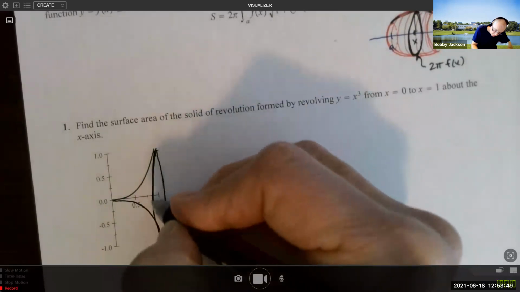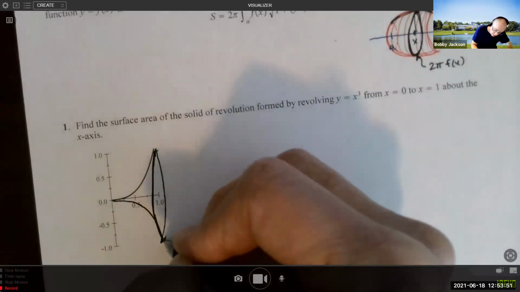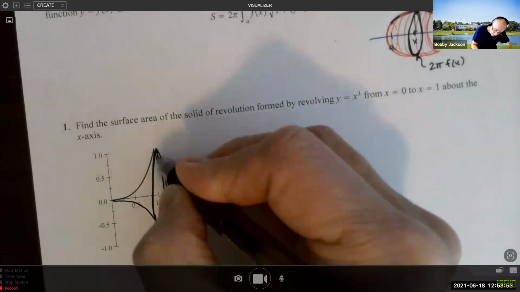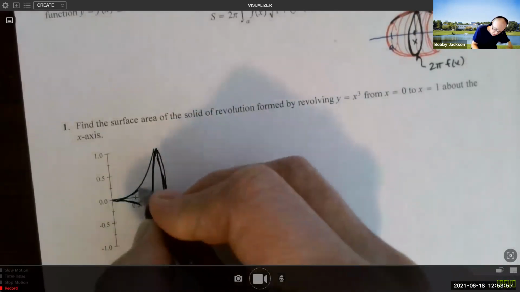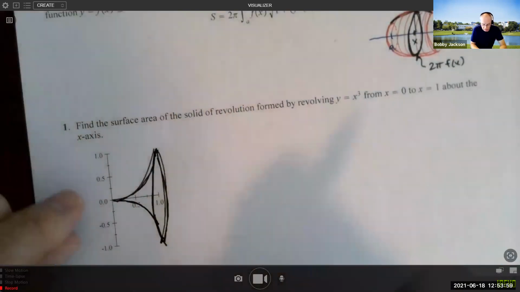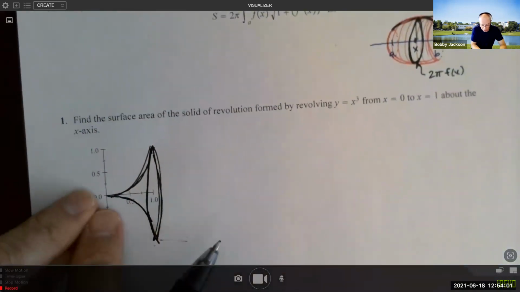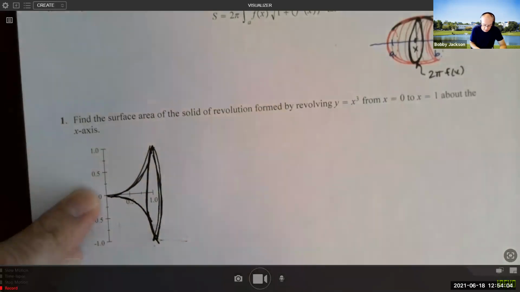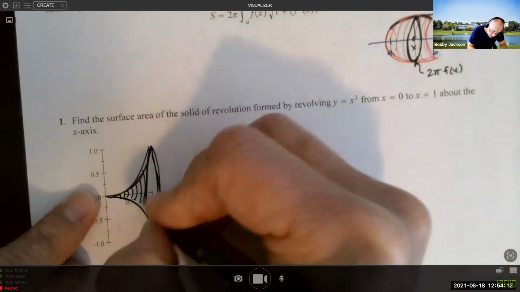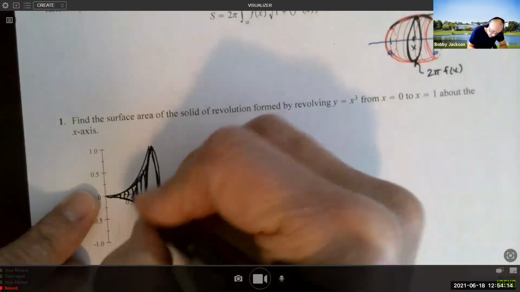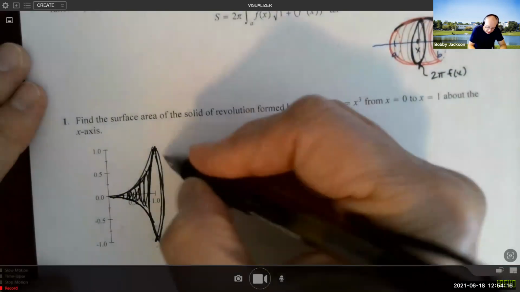So it's kind of like, I don't know, a strange flaring out horn. Maybe if you want to blow in this end, you'll blow out something like a big horn. But again, what we want is this surface here. So what's this surface as we go around right there? Not this big circle.